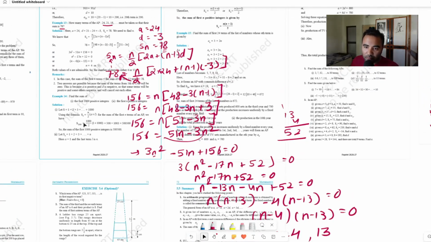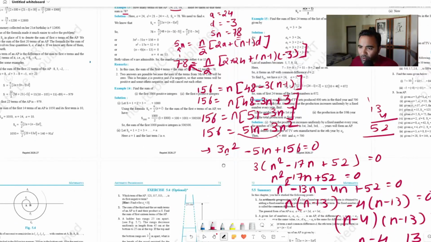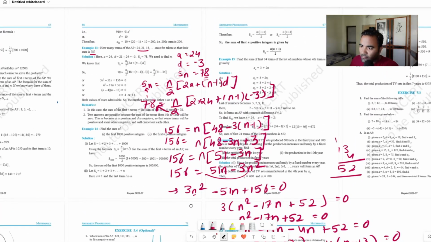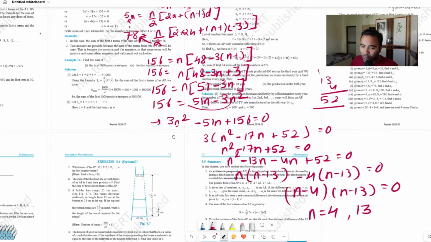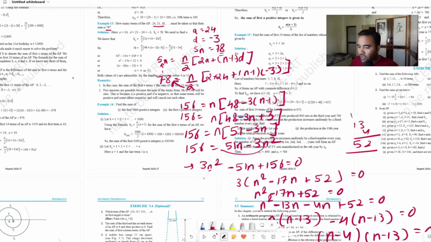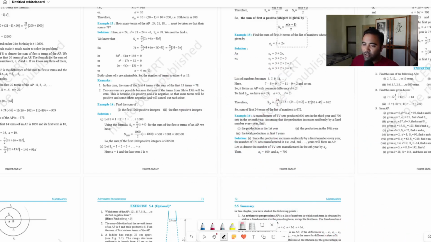Let's see. Now here they have said that both values are admissible. So fine, we calculate both the values, it's okay. One more example. No, I think we have two more examples. Yes, 14, 15, 16. We have three more examples before we move on to the exercise, right? Chalo, fine.